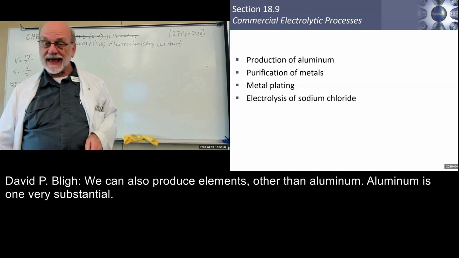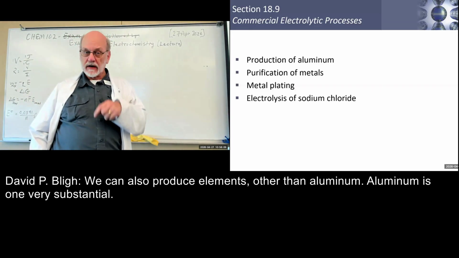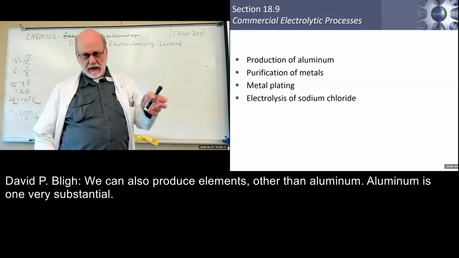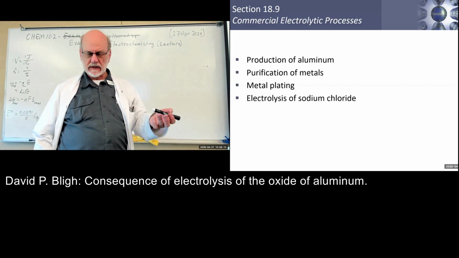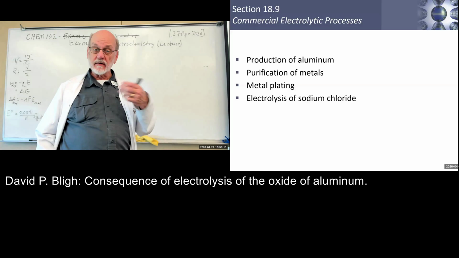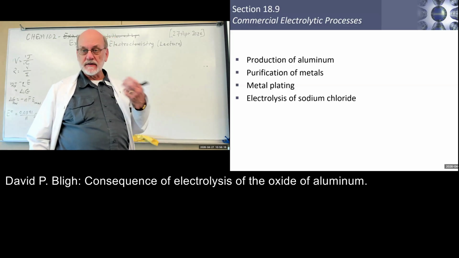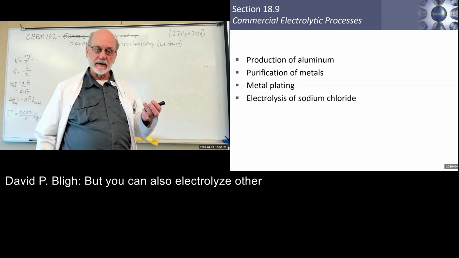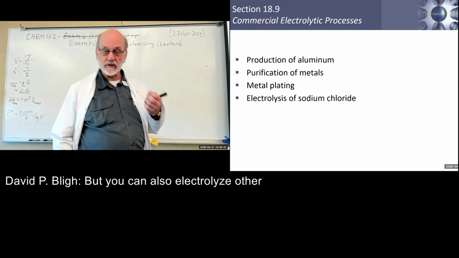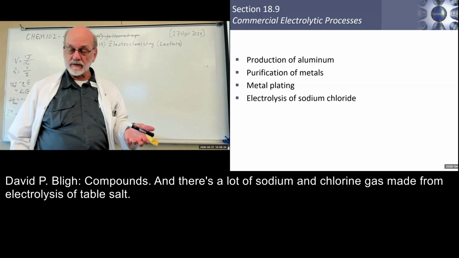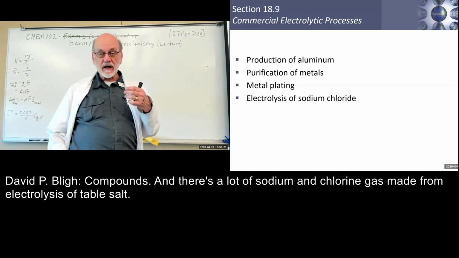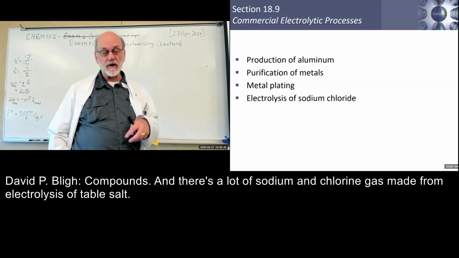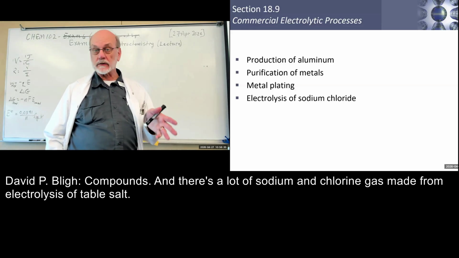We can also produce elements other than aluminum. Now, aluminum is one very substantial consequence of electrolysis of the oxide of aluminum. But you can also electrolyze other compounds. And there's a lot of sodium and chlorine gas made from electrolysis of table salt.